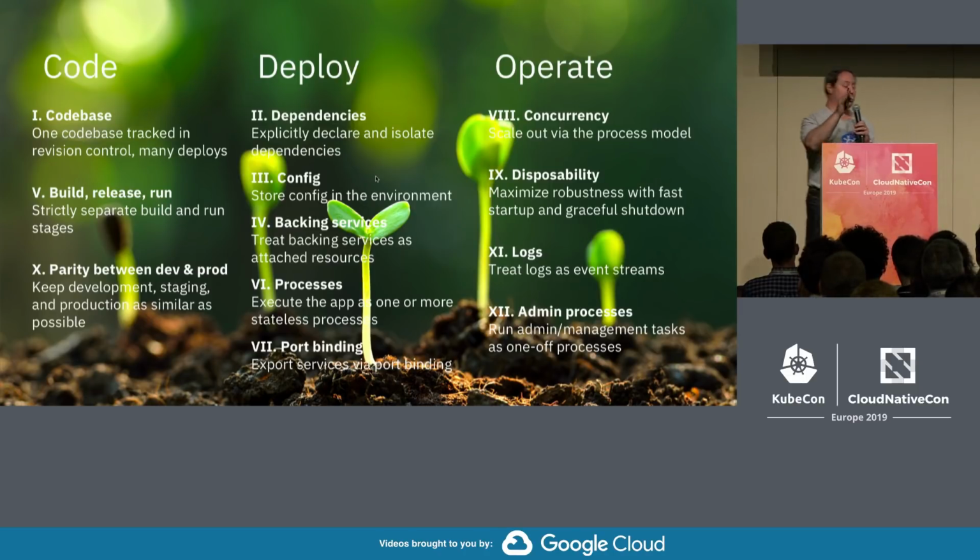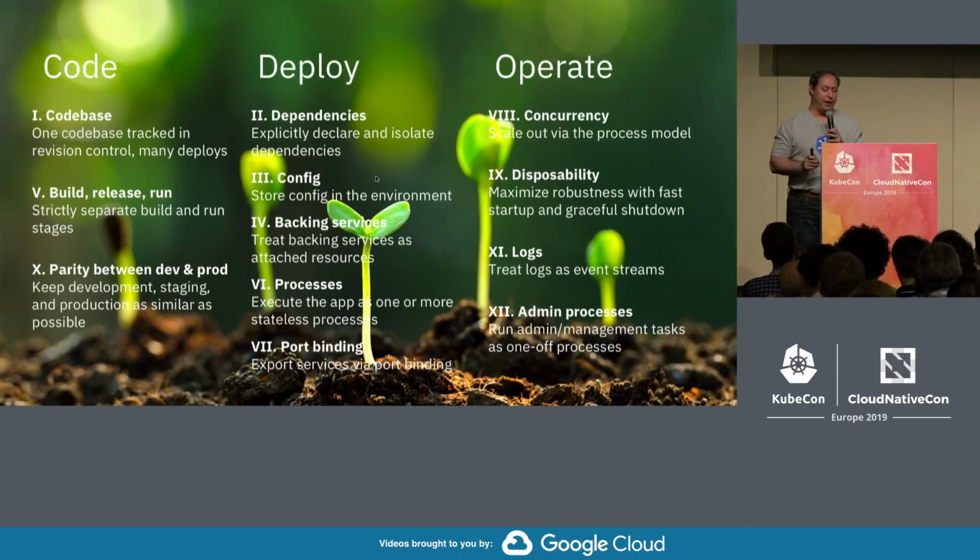So let's move on to the deploys, right? Under the deploys, dependencies. We want to explicitly declare and isolate our dependencies. And more importantly, whatever dependencies and software your application relies on, we don't want to assume that the right version is there in production. We want to make sure that you're taking whatever exactly you need with you and going to production, so there are no surprises of versions or what have you.